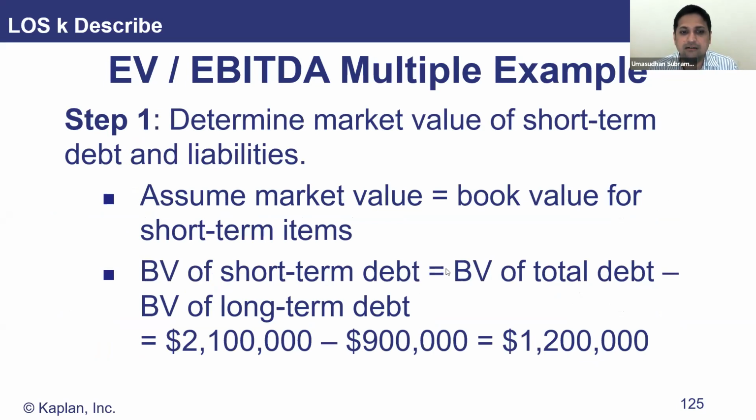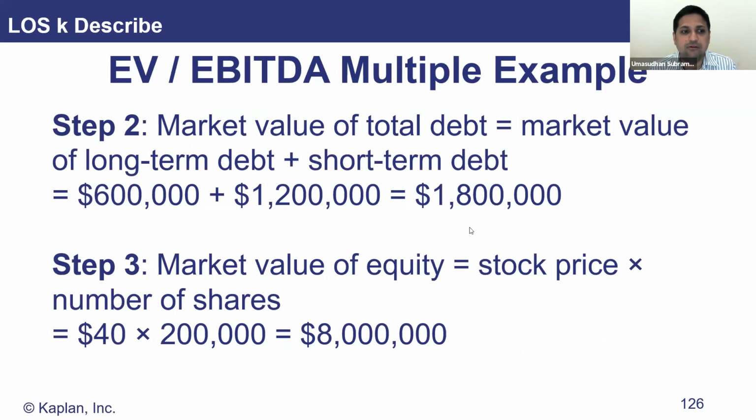So what's happening here? Market value of short-term debt is equal to book value. That's your assumption. Book value of your short-term debt is book value of total debt minus book value of long-term debt, which is 1.2, which is what we calculated. So then you are going to have your market value of long-term debt 600 plus 1.2 short-term debt, 1.8 million total. So step 3, market value of equity, which is nothing but the market capitalization. So that's going to give you 8 million.